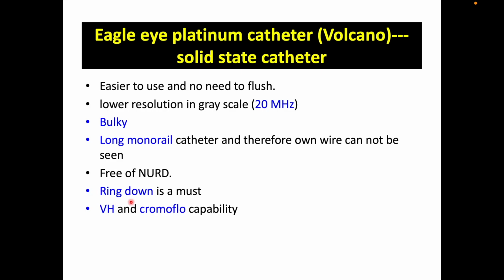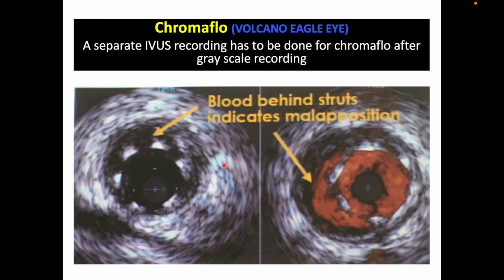The ring down is a must, and virtual and chroma flow capability is present. Chroma flow technology is where the machine is able to actually show you where the blood tracks. So this is reddish or brownish. You can see it's tracking the blood.